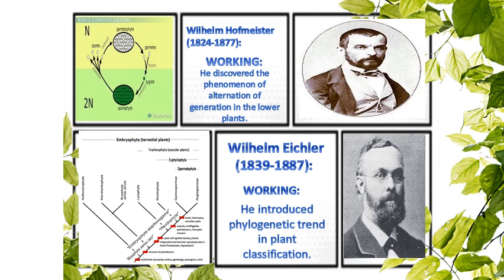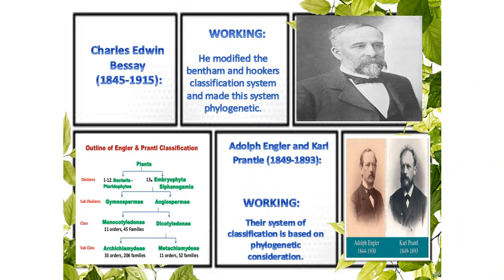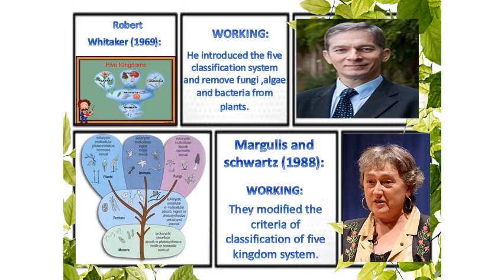William Hitcher introduced a phylogenetic trend in plant kingdom classification. Charles Edwin modified the Bentham and Hooker classification system, which is based on two subdivisions, angiosperm and gymnosperm, and made it phylogenetic. The other one is Adolf Engler and Karl Prantl. Their system of classification is based on phylogenetic consideration. The next one introduced a classification system and removed fungi, algae, and bacteria from plants.